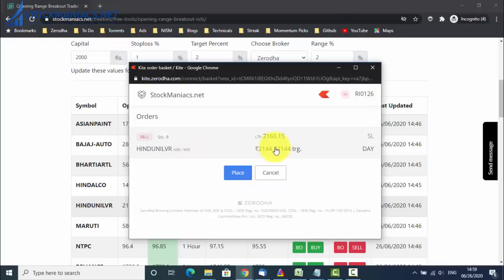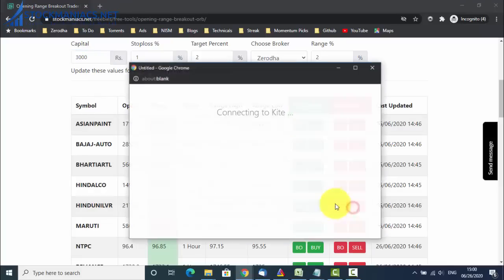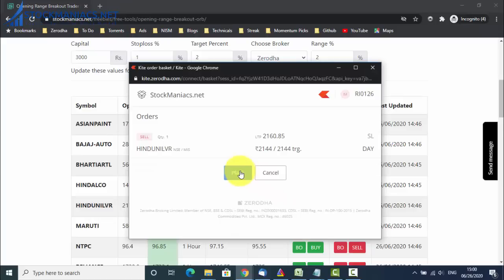You can see I am being redirected directly to the Zerodha Kite order management system. The LTP is 2160.15 and the sell order will be placed below 2144. Now you can see the quantity is 0 because Hindustan Unilever is priced above 2000. So I am now making it 3000. You can choose your capital according to your risk appetite. I am just showing it. Just click on sell.